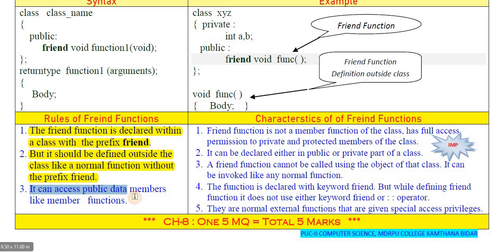It can access public data members like member functions. So a friend function is not a member of a class, but it can access all the public data members of the class.